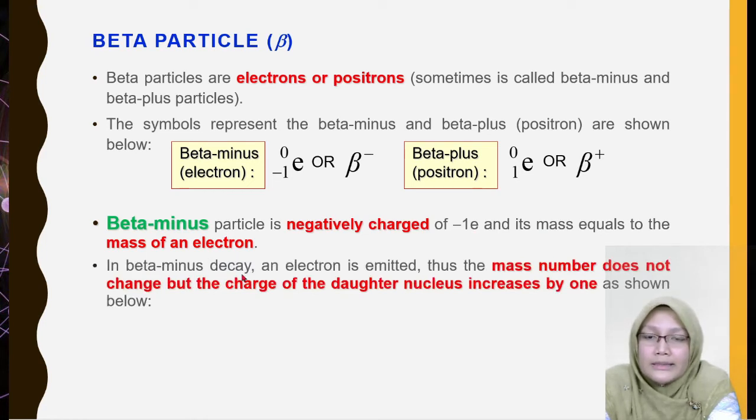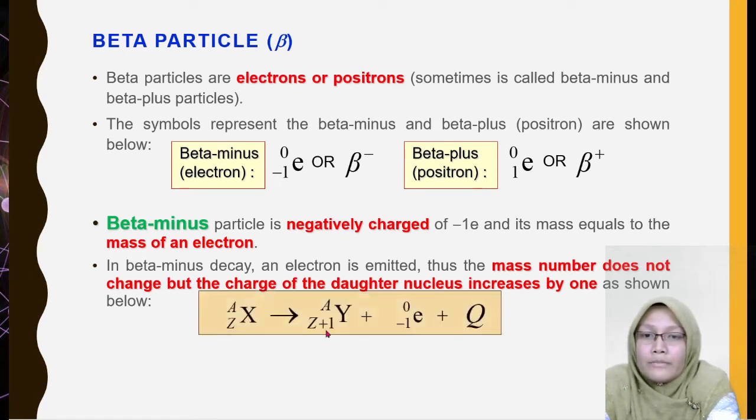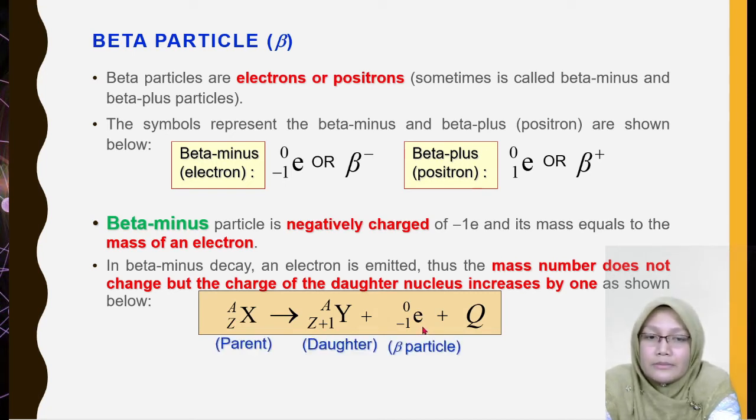Okay, in a beta minus decay, an electron is emitted, thus the mass number does not change, but the charge of the daughter nucleus increase by 1. Okay, kat sini awak tengok mass number dia A tak berubah untuk daughter, tapi dia punya charge ataupun proton number dia ni tambah 1. Okay, this one parent, ini akan jadi daughter, dan ini adalah beta minus particle.